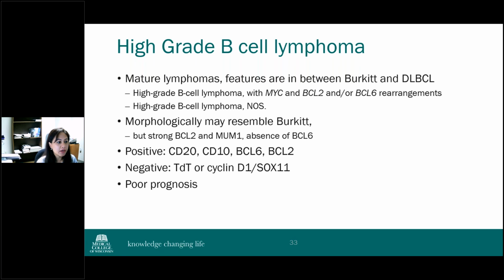Morphologically, they can resemble Burkitt, but a strong BCL2 and a MUM1 is seen with an absence of BCL6. To summarize, they are usually positive for CD10, CD20, BCL6, BCL2, and it is important to exclude a lymphoblastic lymphoma, so we can do a TDT, and important to exclude a blastoid mantle cell, for which we can do a cyclin D1 and a SOX11. These are very aggressive lymphomas and usually have a poor prognosis.